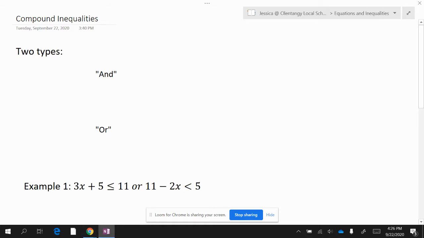Okay, we will talk about compound inequalities today. There are two types of compound inequalities. We have an "and" and we have an "or." For "and," both inequalities must be true.